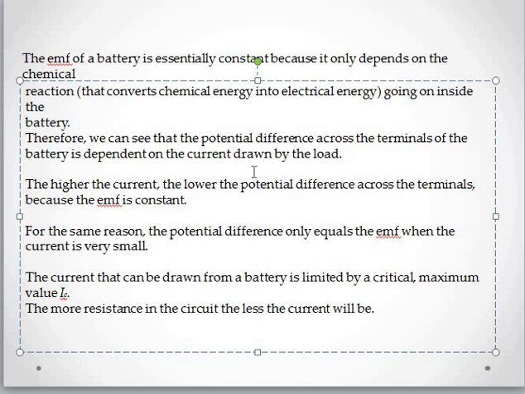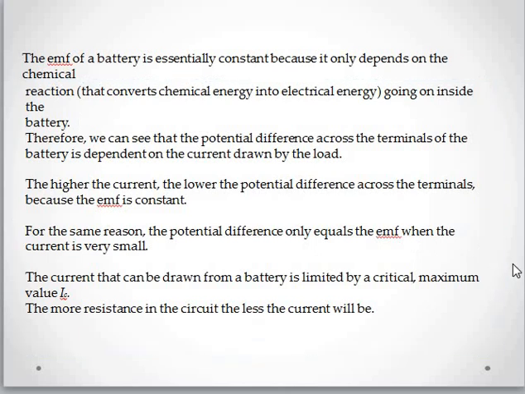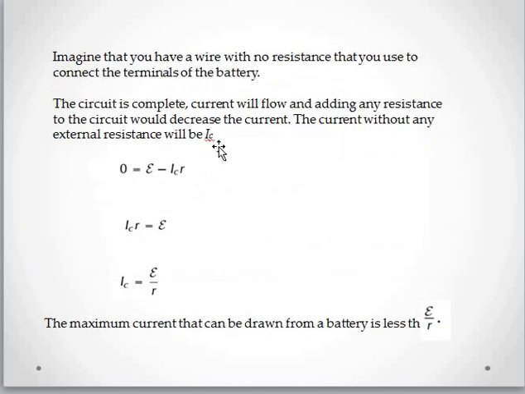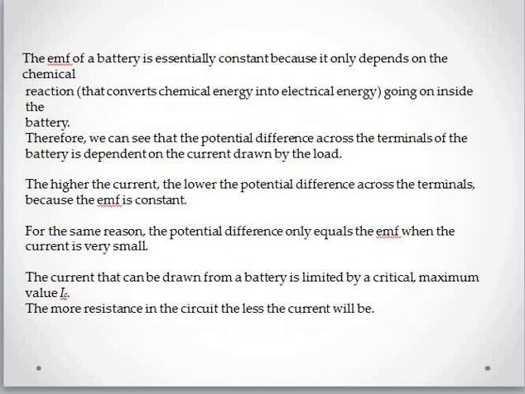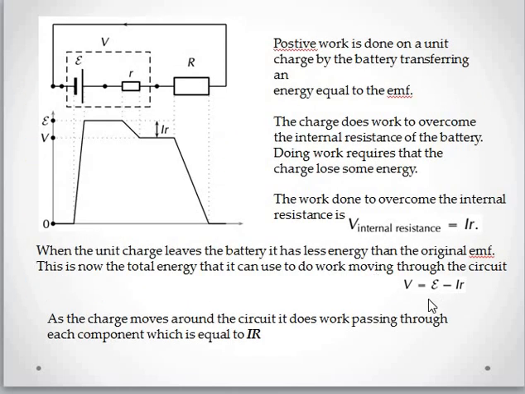Remember, here we are simply saying EMF is going to be equal to the IR minus what? Let's go back here. Okay, so here we are. EMF, which is epsilon, is going to be V plus Ir. So if the current is very small, V is going to be equal to epsilon.